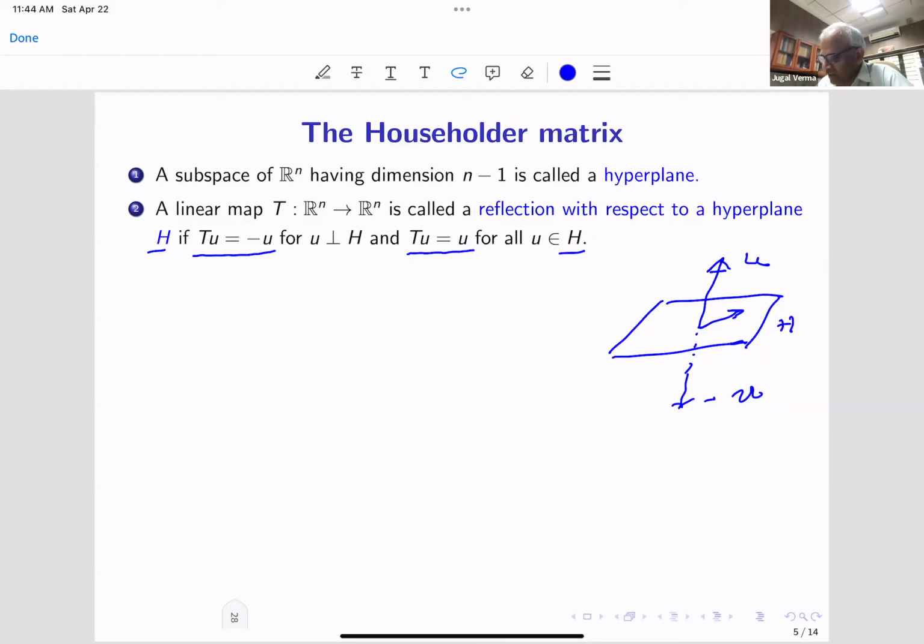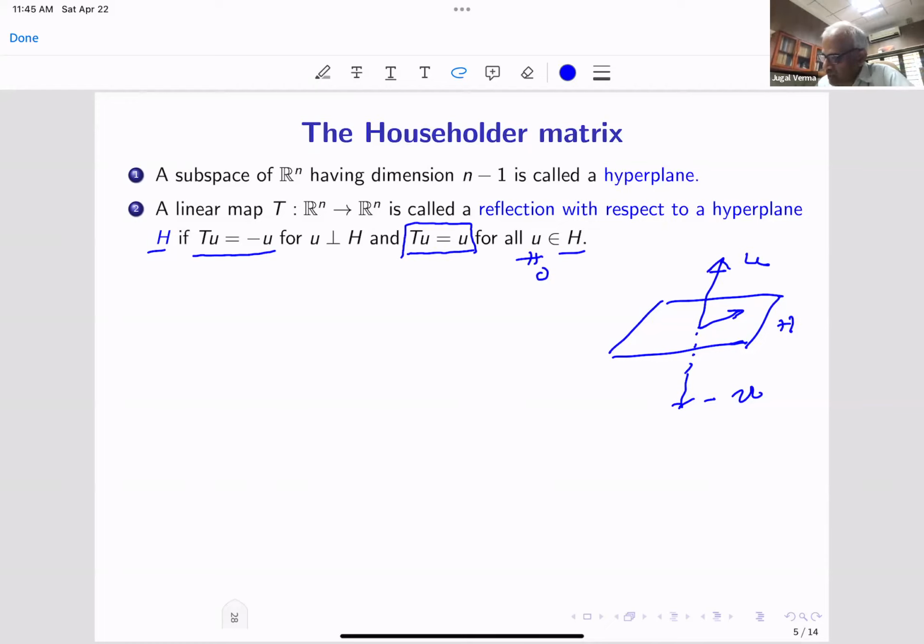So this linear transformation from R^n to R^n has an eigenspace corresponding to eigenvalue 1, because all these vectors v, so that Tv equals v and v is not equal to 0, are eigenvectors with eigenvalue 1. And this vector u, which is a unit vector perpendicular to H, is an eigenvector with eigenvalue minus 1.